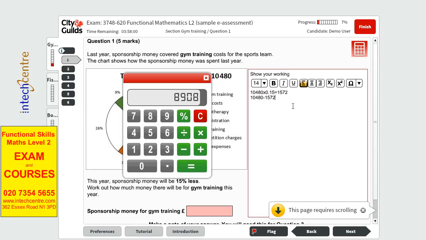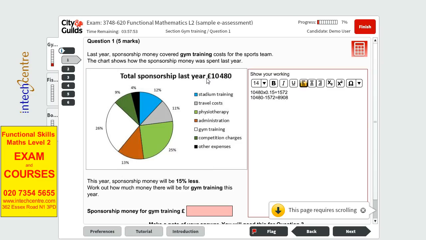Okay, and the answer will be 8,908. So this is the new money they will receive from sponsorship. Okay, and once we know this, we can move on to the next bit of the question, where it says work out how much money there will be for gym training this year.